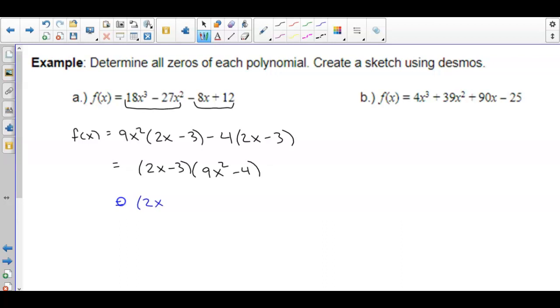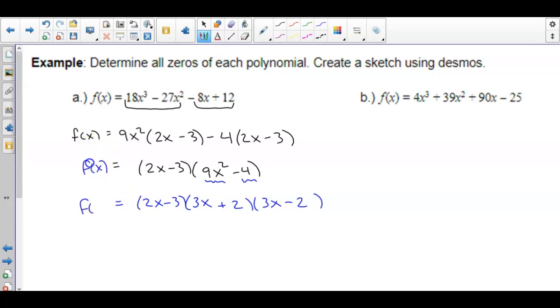We can go a step further, which is to acknowledge that I've got 2 perfect squares here, so I can use my difference of squares formula, which says that the square root of 9x squared is 3x, and the square root of the 4 is a 2. So what I can do is just put a plus here and a minus here. So that was the factored form, and that was what f of x was equal to.